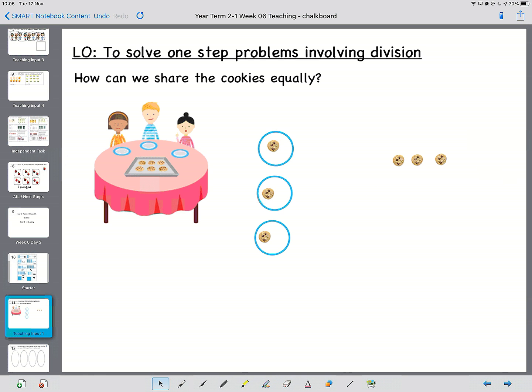So we've shared 3 cookies. 4, 5, 6. So each of these plates is going to be given to a child. So how many cookies are there on each plate? Well, there's 2 on that plate, 2 on that plate, and 2 on that plate. So we can share them equally by giving each person 2 cookies. Okay, does that make sense?